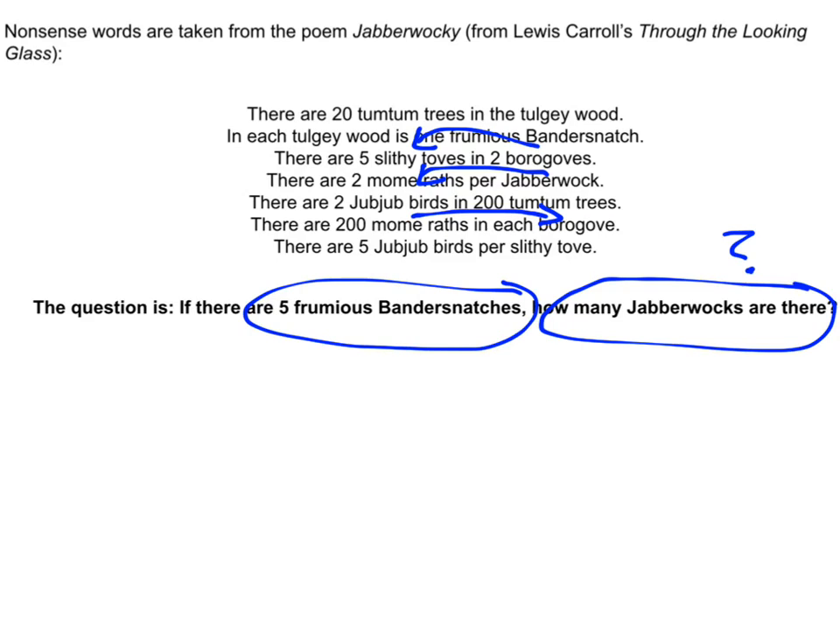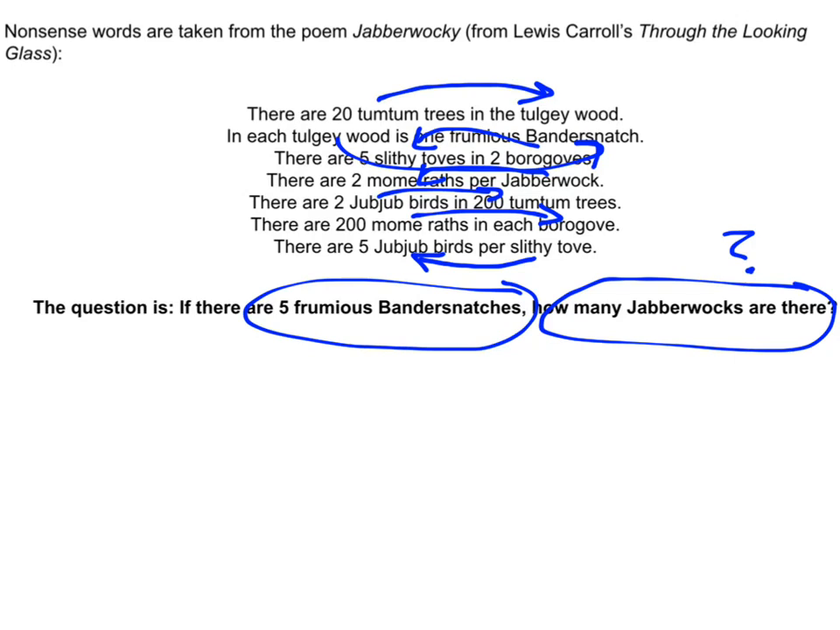All right, and I see down at the bottom there are 5 jubjub birds per slithy tove, so I can write toves in terms of birds. And then there are 2 jubjub birds in 200 tum-tum trees, so I can write the birds in terms of the trees. And there are 20 tum-tum trees per wood, and in each wood there's a bandersnatch. So finally I've made this little trail backwards, and I know that I can get from Jabberwocks to bandersnatches, so I should be able to get from bandersnatches to Jabberwocks.